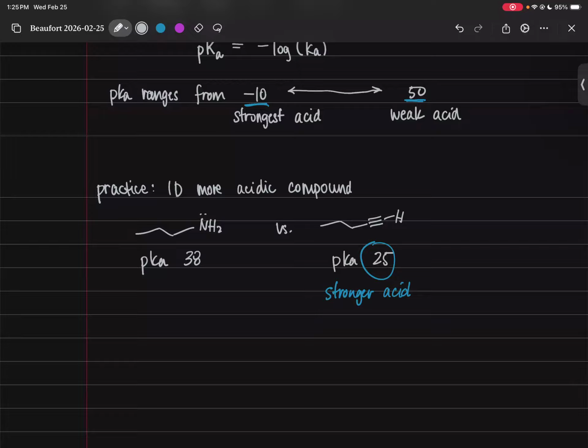Questions on the pKa chart? Cool. Yes. Protons that we're taking off, like when we go back to the chart. Sorry. Yep.